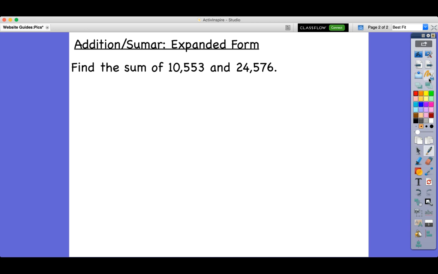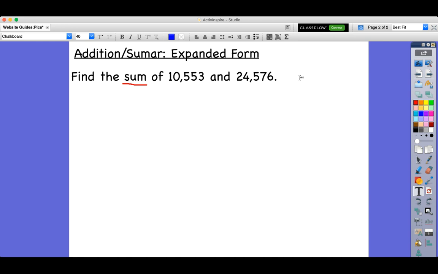Adding using the expanded form strategy. Find the sum of 10,553 and 24,576. So I know from my schema when I see the word sum that I have to add.